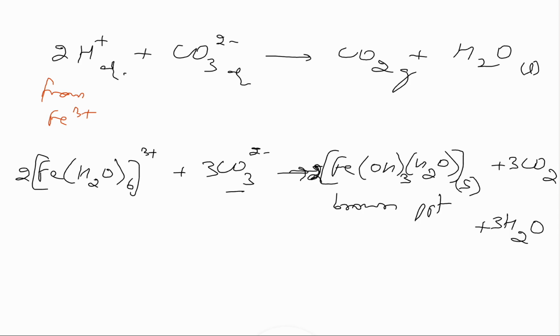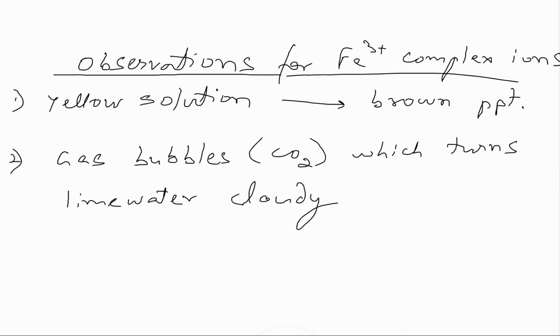So you can see that the observations when you add sodium carbonate to an Fe3+ aqueous complex are, first, that the solution, which was yellow in color, will give you a brown precipitate, and second, that some gas bubbles would be seen, and the gas, if you pass it through lime water, would make it turn cloudy.